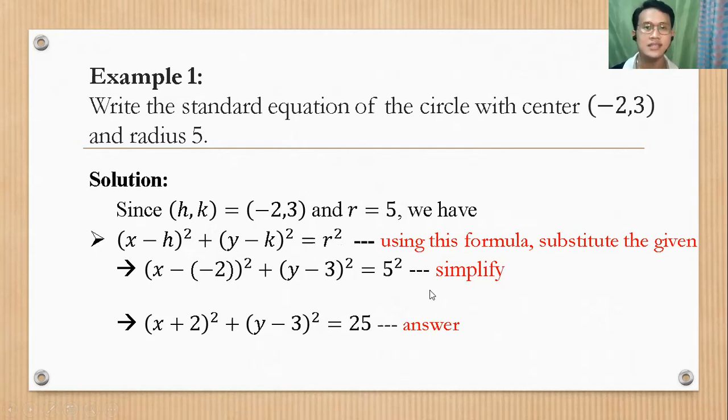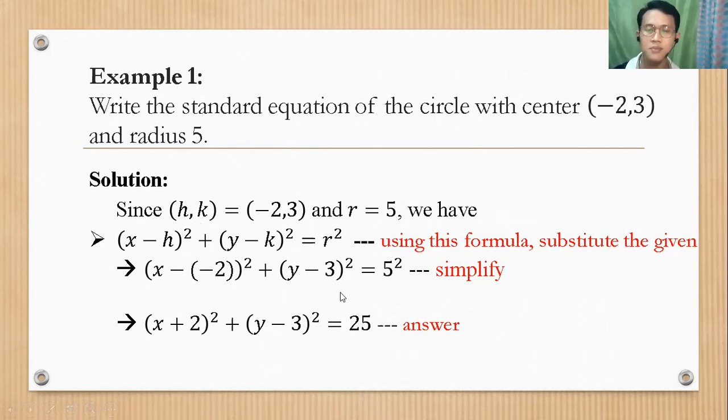And the next thing to do is simplify the equation. In simplifying that, x minus negative 2 will turn into x plus 2, because negative times a negative gives a positive value. So it turns out to become positive 2. So we have it here now: the quantity (x plus 2) squared plus the quantity (y minus 3) squared is equal to 25. That's our answer for the standard equation because we're only looking for the standard equation.